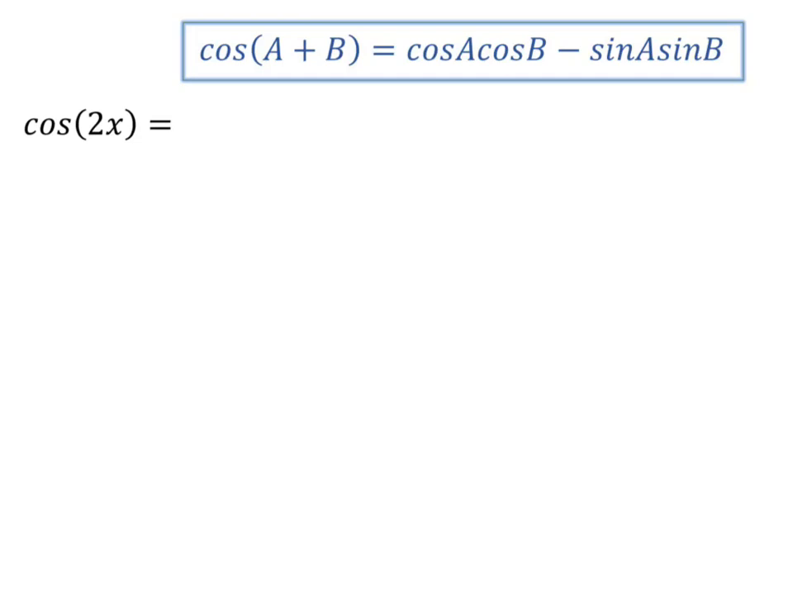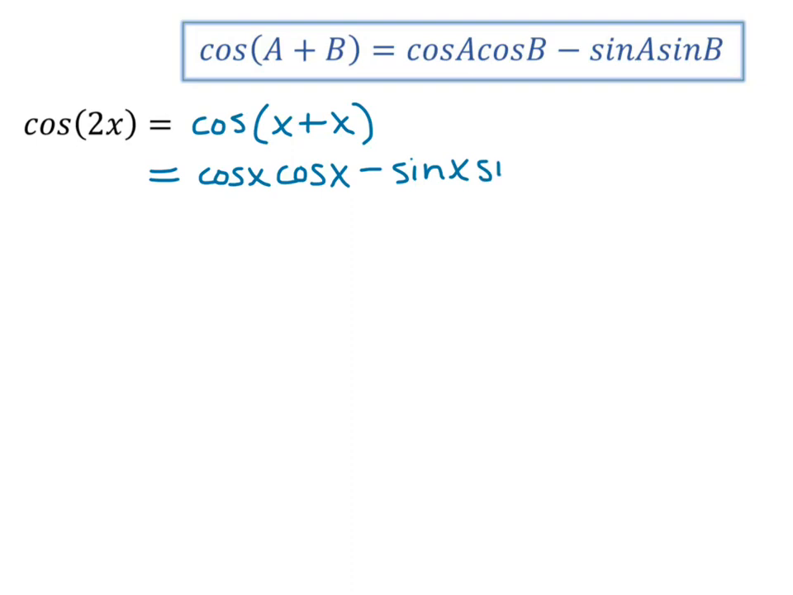So here we have the double angle for cosine. We're going to use the cosine sum formula shown up top as well. Substituting a with x and b with x, we can treat this as cosine of x plus x. And then using that sum identity up top, we can rewrite this as cosine x times cosine x minus sine x times sine x.